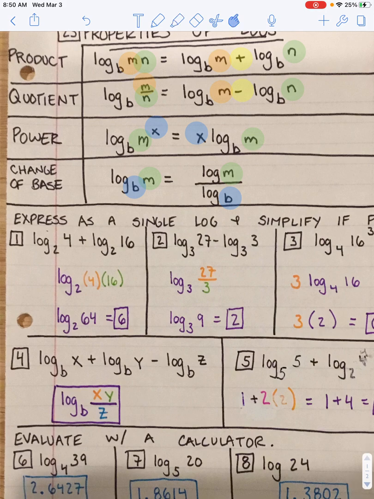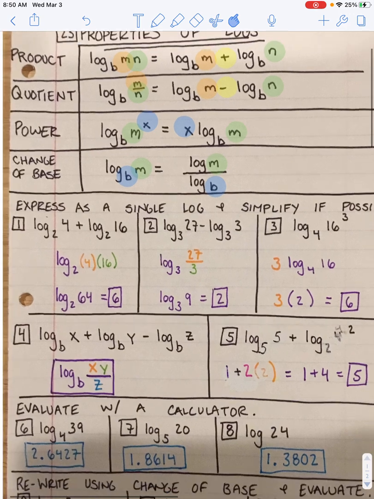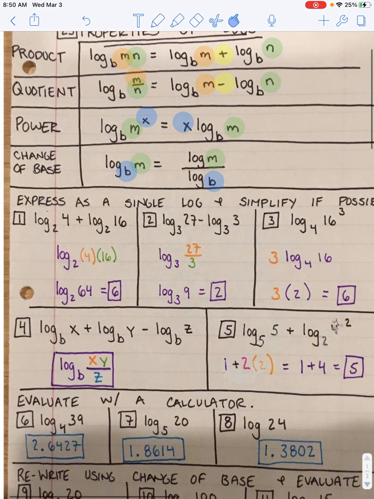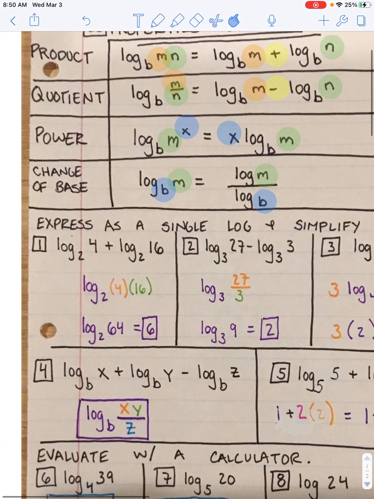Okay, so for our first problems, it says to express as a single log and simplify if possible. So there are a few ways that we can do this, but we're going to be using the properties right now. So we have log base 2 of 4 plus log base 2 of 16. So which property are we using? We're adding right here. So we are going to simplify using the product property.